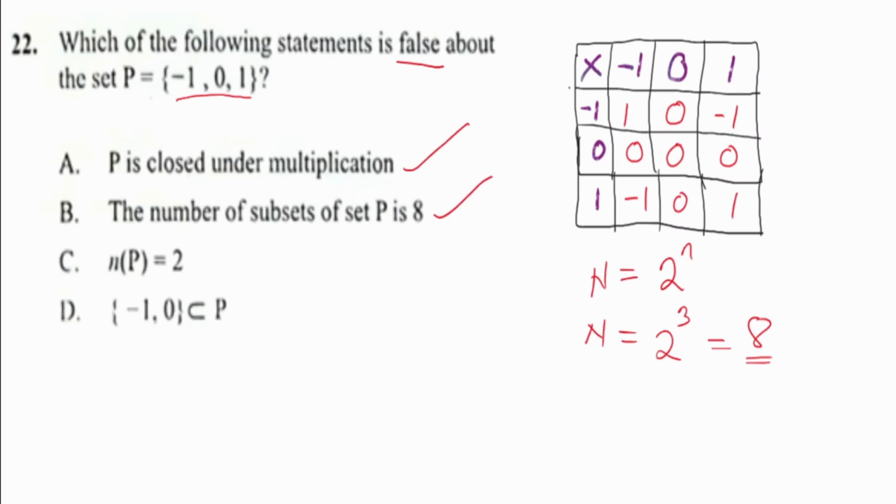Then now, the number of members in the set P is 2. Is that the case? No, this is not the case. And this says that the set with elements negative 1 and 0 is a subset of P. That is true, because both negative 1 and 0 are in P, so that is also true. So that means that the correct answer to our question is C, the only one that is not true here.